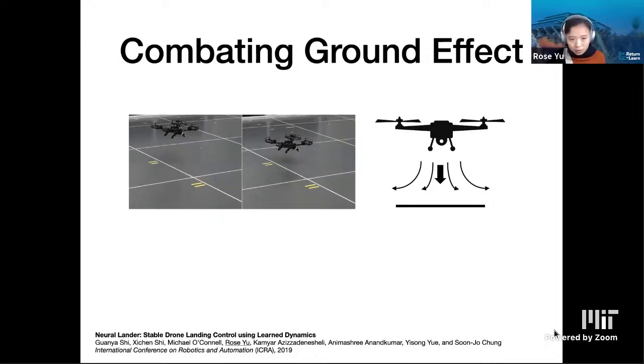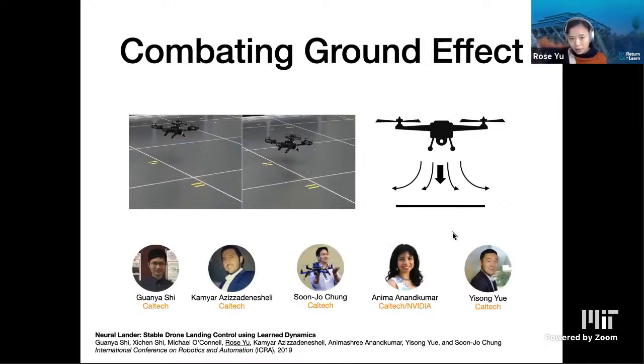When we fly a drone close to the ground, there's air turbulence exerted by the rotor of the drone. This air turbulence interacts with the ground, and that will cause the drone to crash. This is the phenomenon known as ground effect. It happens not only during landing, it can also happen during taking off. So that's a very big issue in aerodynamics control. This work was led by my collaborators at Caltech.